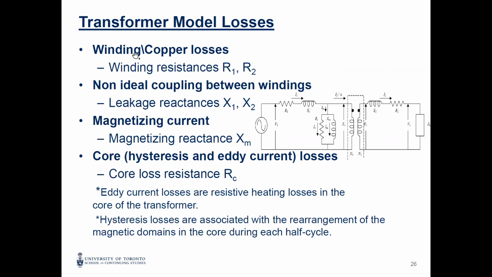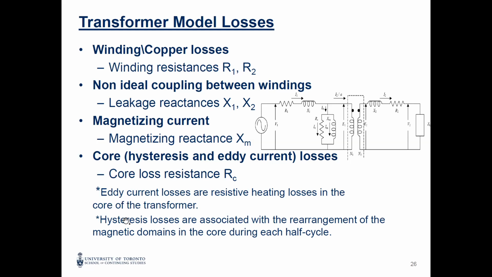This is what I explained. The first one is the winding resistance. Here we call it 1 or P for primary, 2 or S for secondary. We have R1 and R2, the copper losses, or the conductor losses for the windings. We have leakage reactances X1 and X2. We have magnetizing reactance XM. We have RC for hysteresis and eddy current losses.